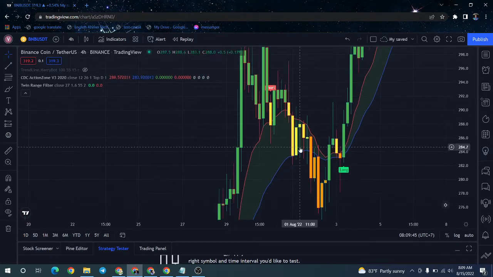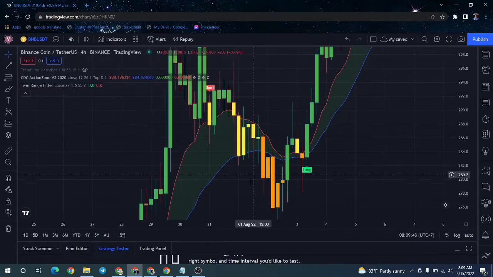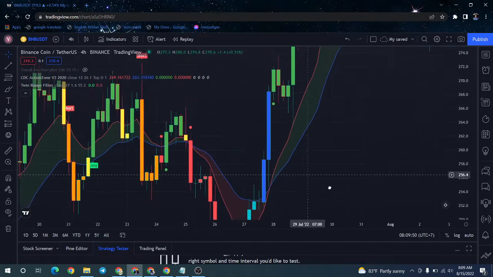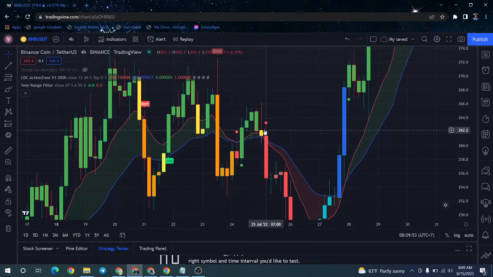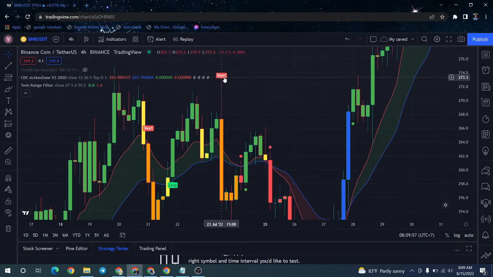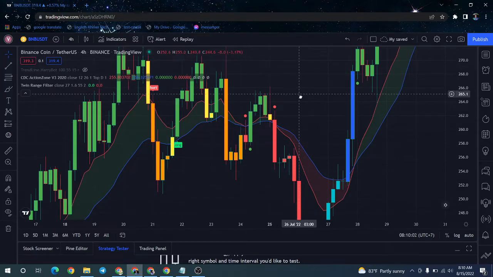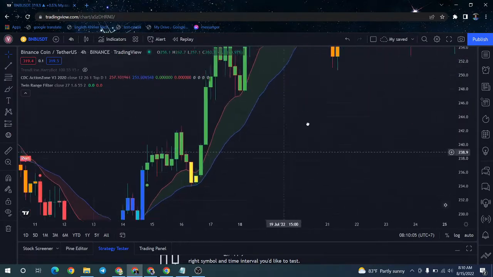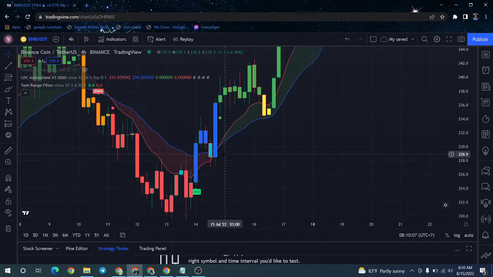You can position long or short. And this is a cross, it confirmed to position short from here. Short here. This is long, long, and also the line is confirmed here. CDC is confirmed later, but the Twin Range Filter confirms first.